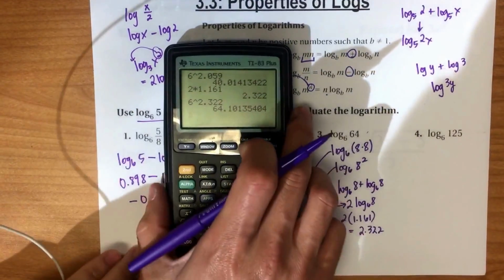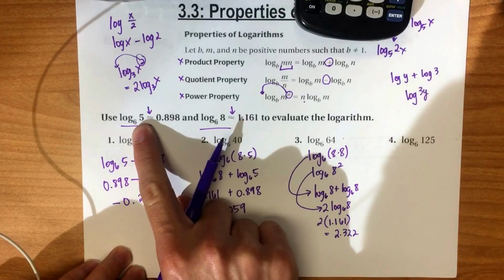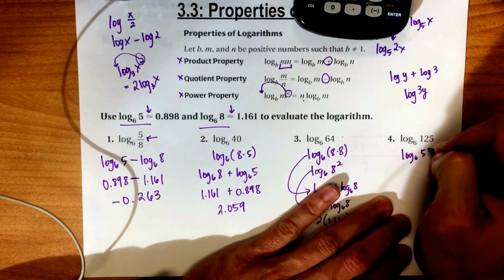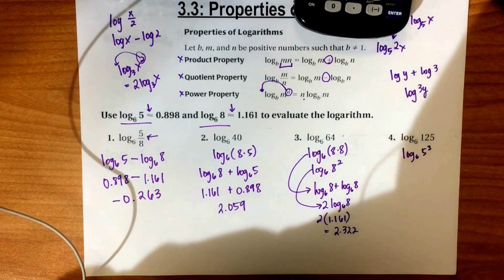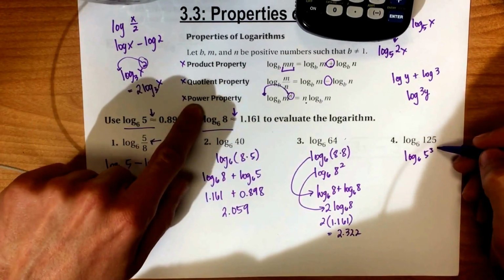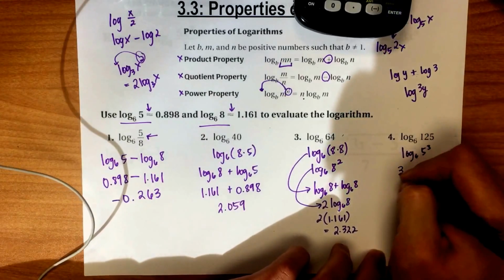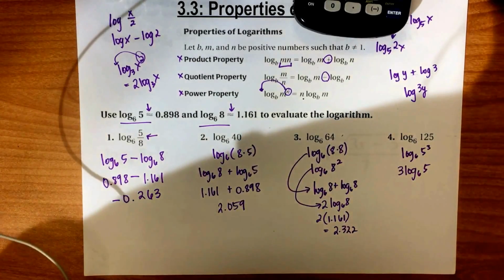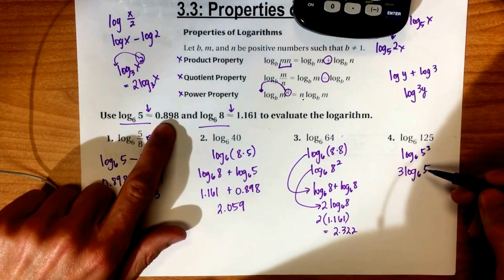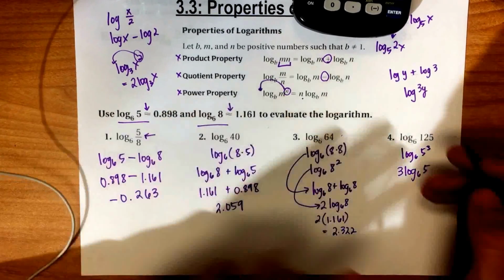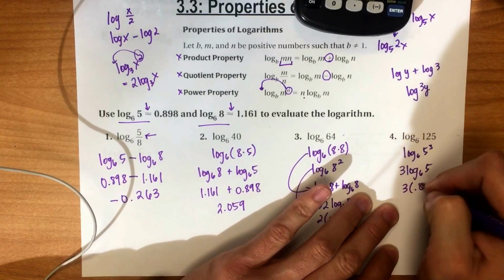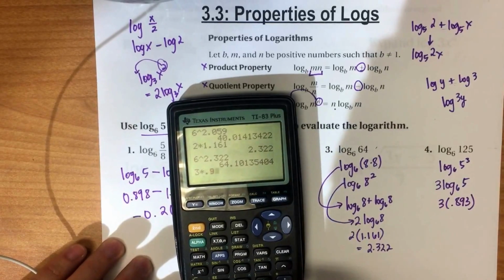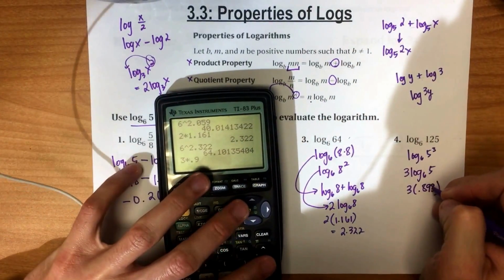Now looking at 125, again, using the values that we have, 125 is the same thing as 5 cubed. So I'm going to write this as log base 6 of 5 cubed. And then I'm going to take that 3 power according to power property, and we're going to put it down in the front. So 3 log base 6 of 5. And we're going to take the value that I have for log base 6 of 5, and throw it in here. So 3 times 0.898. And again, using the calculator. Oops, that's 898, not 893.